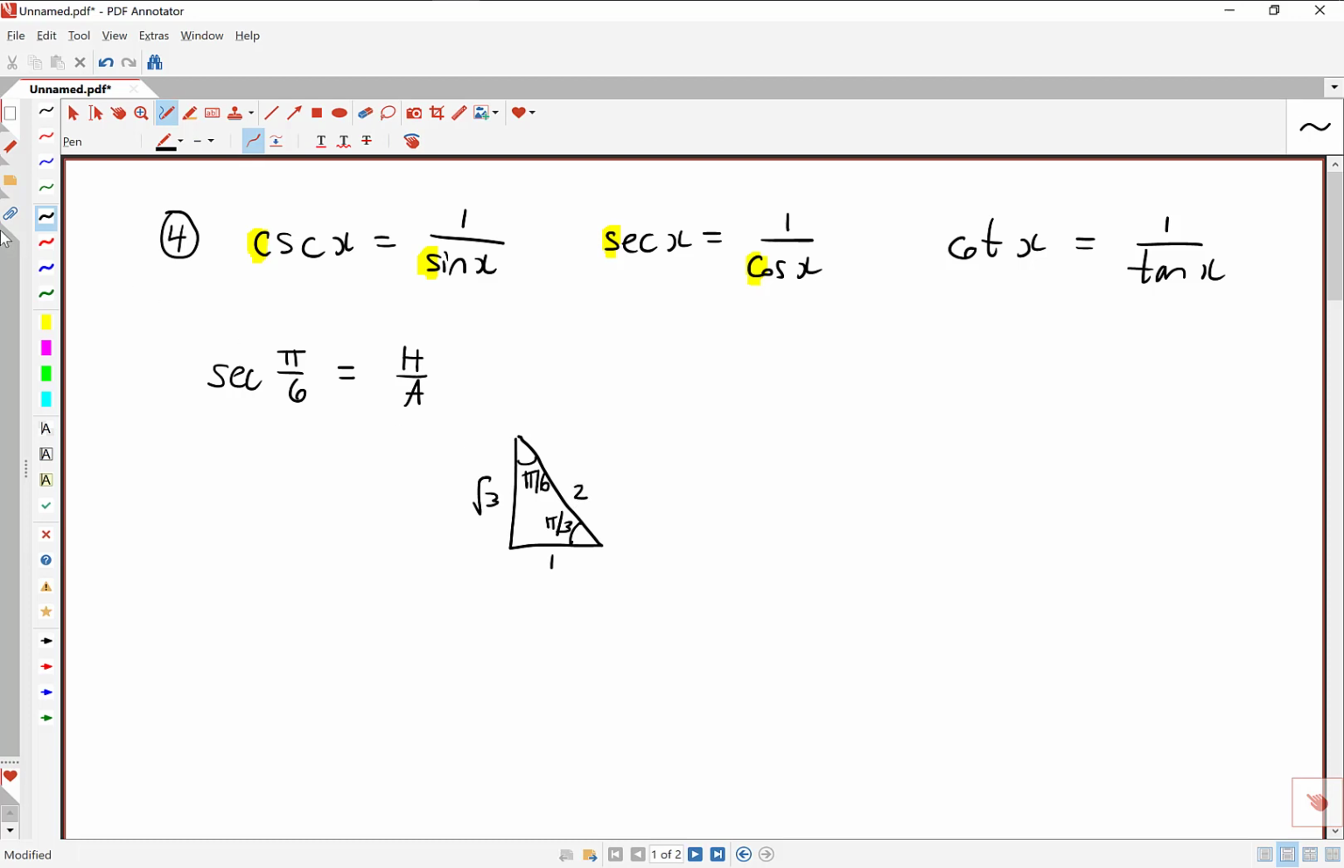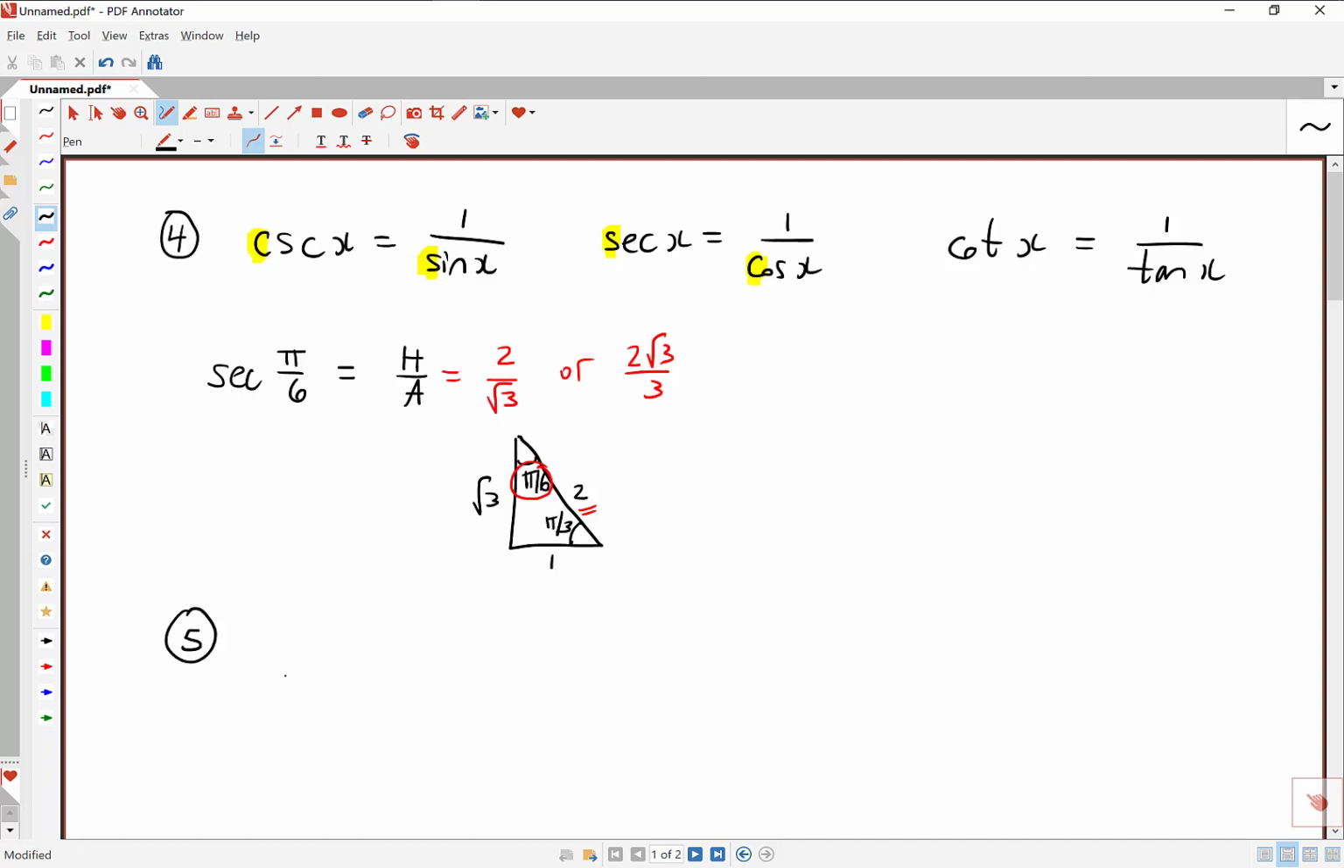Okay, so relative to this angle, pi over 6, we need to go hypotenuse over adjacent. Hypotenuse being the long side, that's 2. And then adjacent being the non-hypotenuse side that's touching your angle, that would be root 3. And then you could rationalize that. You could say 2 root 3 over 3 if you want.